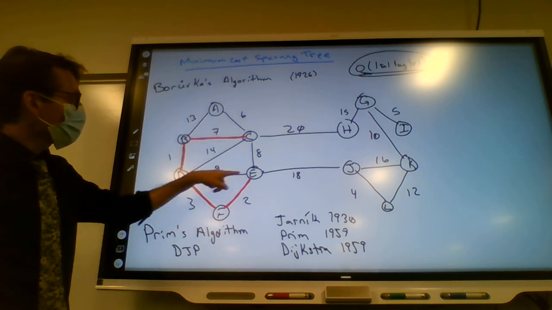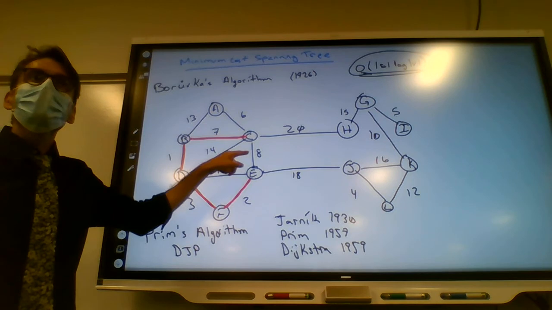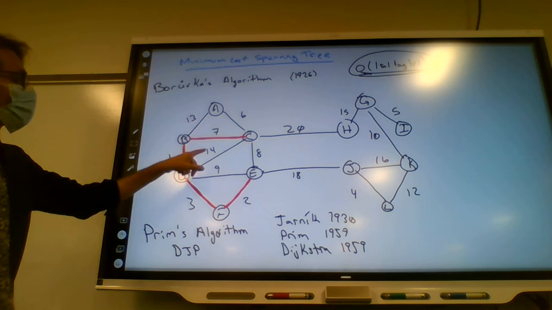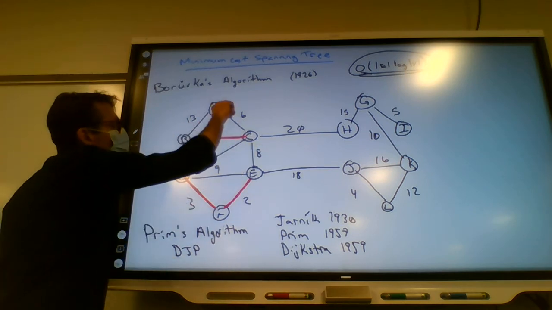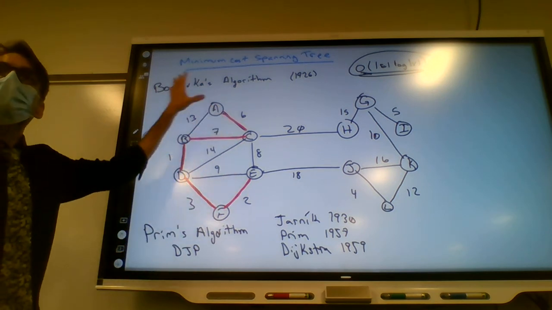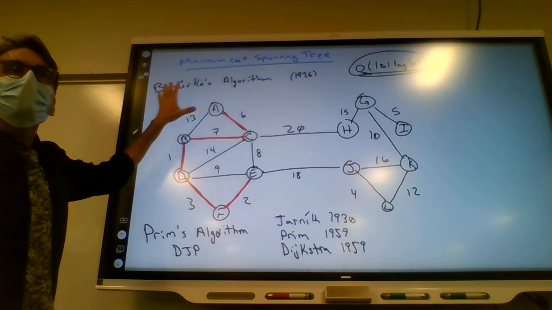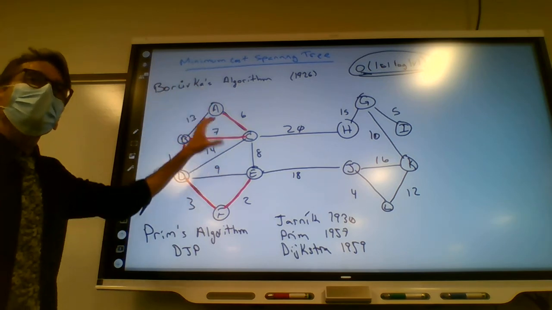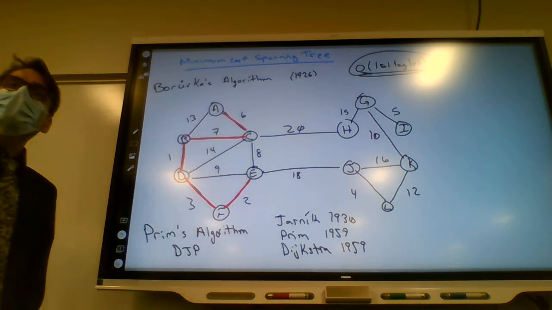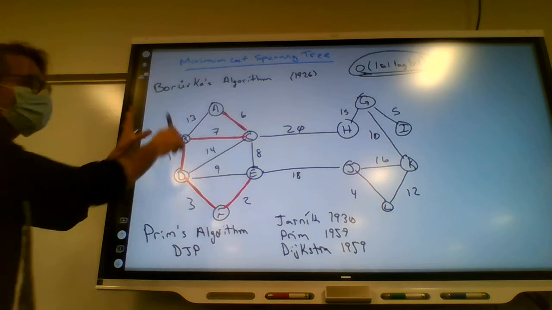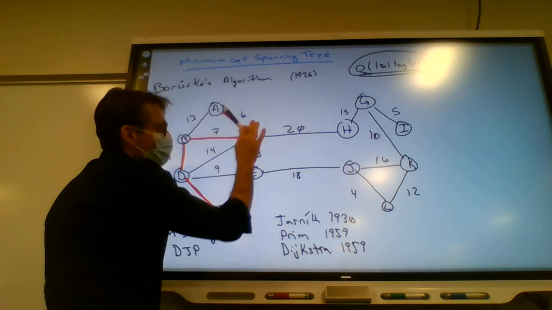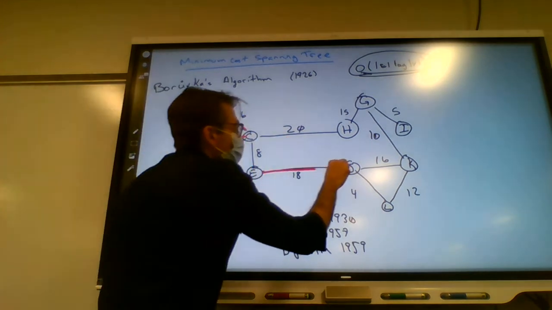Again, we don't worry about the ones that are inside between adjacent vertices or between vertices that are part of the tree. We're only looking at the ones to the outside. That gives us the 6. So we've built this side. So this is a tree that spans this portion of the graph. All of these edges are internal, between vertices that already exist in the tree, so we don't look at those anymore. We look now, what's the smallest edge weight out of the tree? It is the 18.